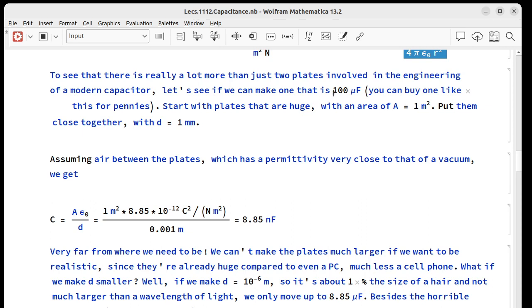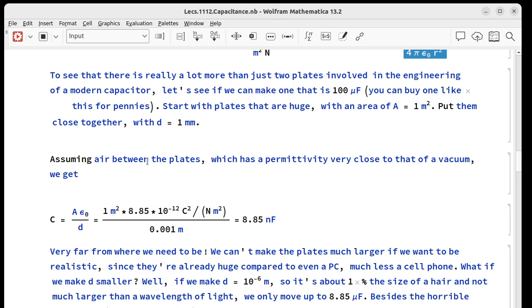To see that we really need more than just 2 plates to build a modern capacitor, let's see if we can make one that is 100 microfarads, and these things cost pennies. I mean, you probably can't even buy an individual one. You'd have to buy like 25 of them. Let's start with gigantic plates, the area of 1 square meter, so that's like a tabletop. We put them very close together, separation of 1 millimeter, about the thickness of a dime.